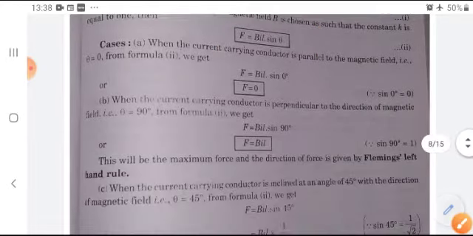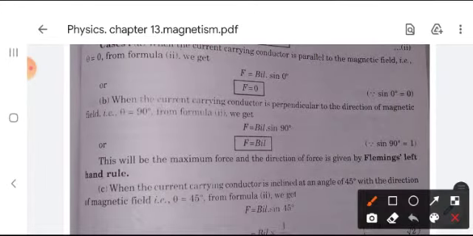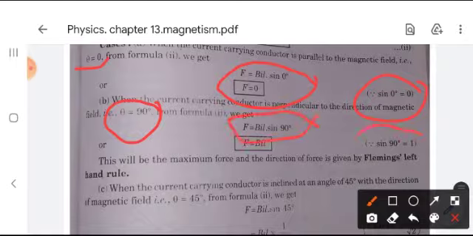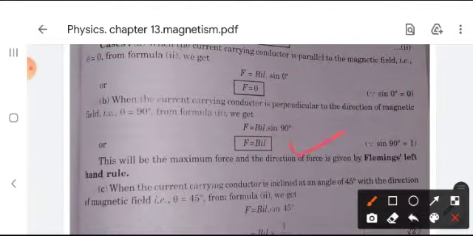Now some cases arise here. When theta is equal to 0, the value of force is equal to 0 because sine 0 is equal to 0. Similarly, if the value of theta is 90 degrees, then F is equal to BIL sine 90 degrees, and sine 90 has value 1, so we get F is equal to BIL. This will be the maximum force, and the direction of force is given by, this is also very important for you, Fleming's left hand rule. It is shown on the next page. I will show it.